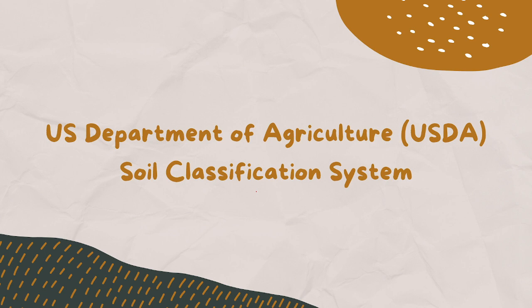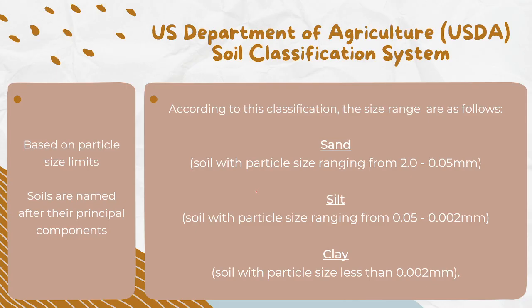So first, let us discuss the U.S. Department of Agriculture or USDA soil classification system. This is based on particle size limits, and the soils are named after their principal components. According to this classification, the sand is the soil with particle sizes ranging from 2 to 0.5 mm, while silt are the soils with particle size ranging from 0.5 to 0.002 mm, and clay are soils with particle size less than 0.002 mm. And anything larger than 2 mm is classified as gravel.